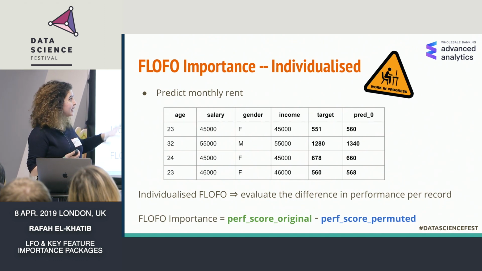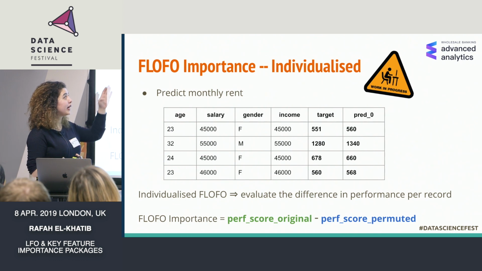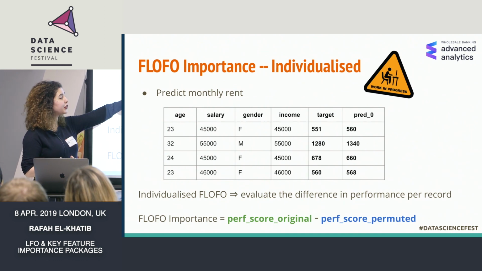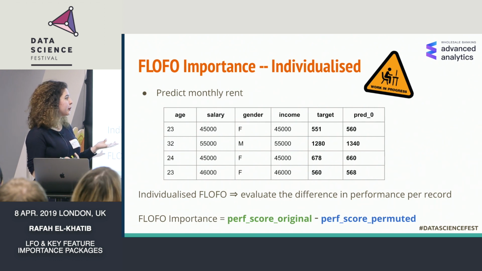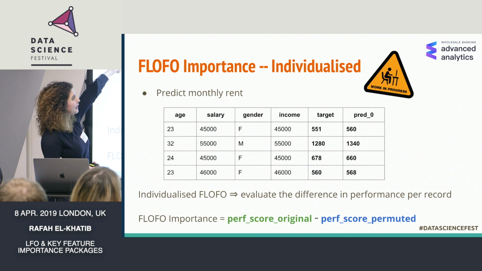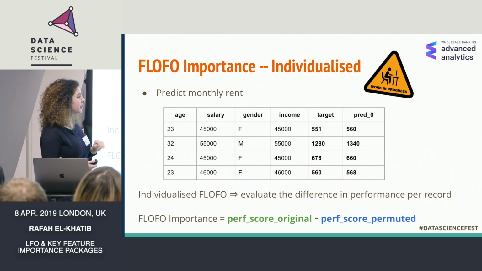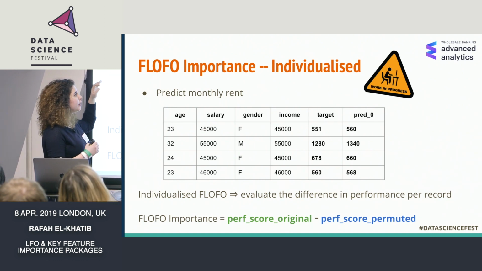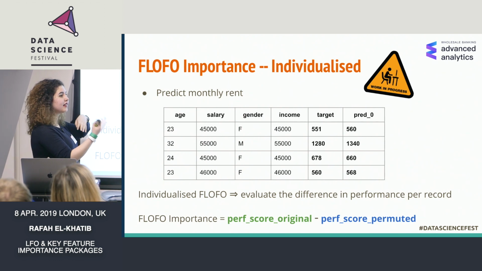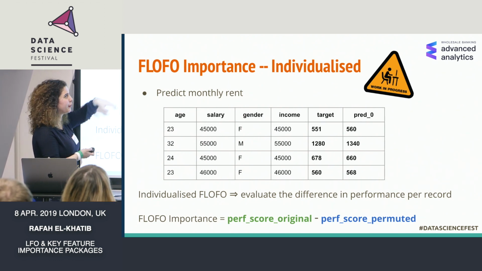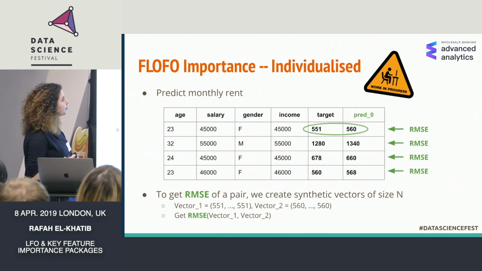So let's say we're back to this data set. We want to predict the rent. So we have the target, we have our model, we have a prediction from the model. And what we want from individualized importance metrics is that we go through every row at a time, so every prediction, and we look at the difference in the performance of the model for every prediction. Okay, and once we have the permuted data set, because of FLOFO, then we can see what is the change in the performance, and that is per row. We want that per row. So how do we do it?